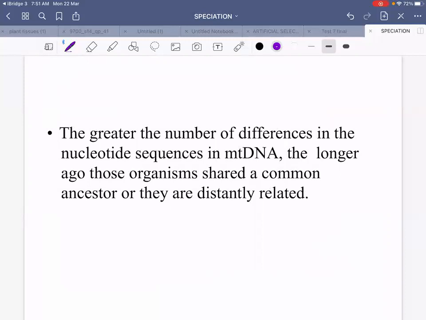Okay? Let me again put it in a simple manner. The greater the number of the differences in the nucleotide sequence of the mitochondrial DNA, the distantly related are those organisms from each other. यानी कि एक दूसरे के साथ उनका जो common ancestor है वो कहीं दूर पीछे generations में होगा, ठीक है, अगर number of differences ज़्यादा है.